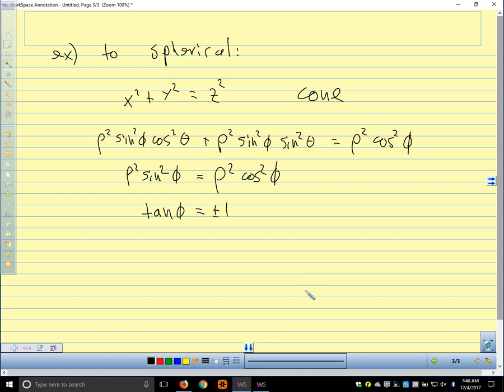Do you get tan squared? We get tangent squared equals 1, so tangent is plus or minus 1. So I can add that step in here. Tangent squared phi equals 1, so tangent phi is plus or minus 1. Divided both sides by rho squared cosine squared phi. And sine squared phi over cosine squared phi is tangent squared phi.